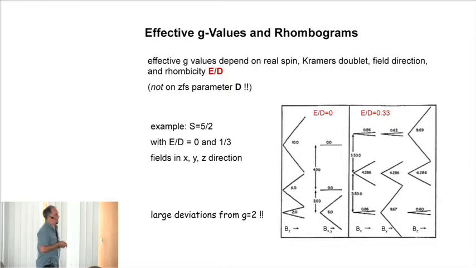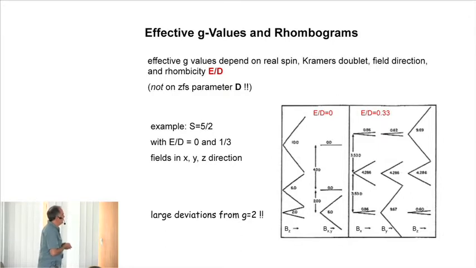The lowest Kramers doublet now has, for the x direction, a small g value of less than 1. For the y direction, it's almost 10. And for the z direction, it's again very low. We have the same behavior in the highest Kramers doublet, only in different directions. We have small, small, large. Here we have small, large, small. And finally, the middle Kramers doublet does not depend on the direction of the applied field.